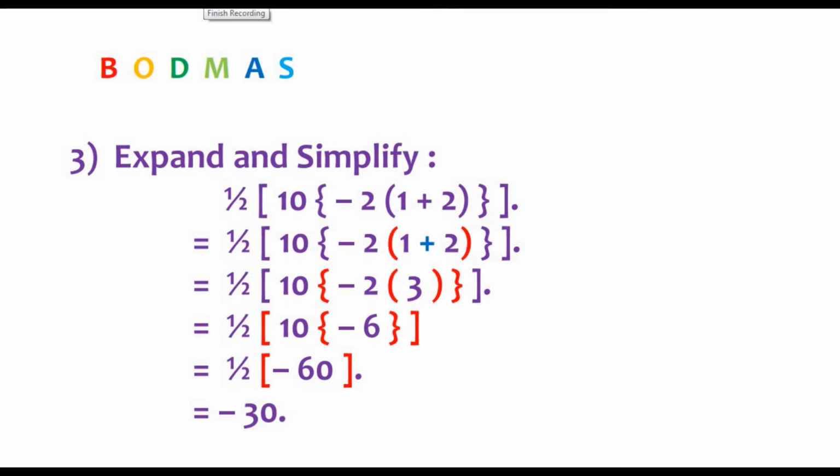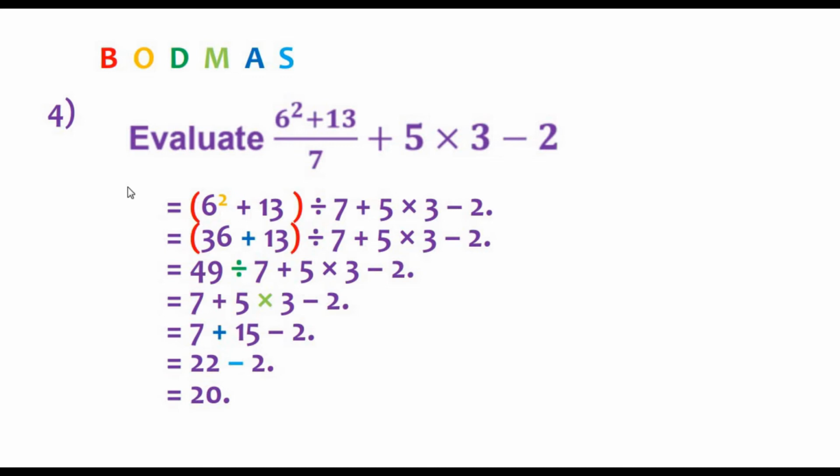Let's look into the fourth problem, which says evaluate 6 squared plus 13, whole thing divided by 7, plus 5 multiplied by 3 minus 2. So in this problem, there is a fractional part which needs to be sorted first. So we need to assume this fractional part as a hidden bracket.